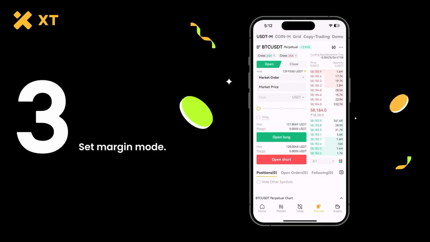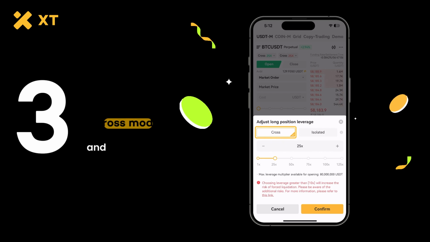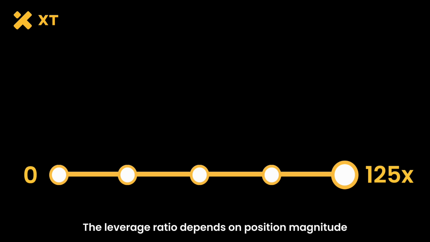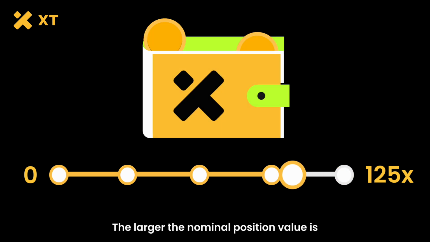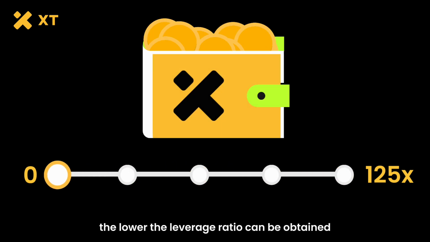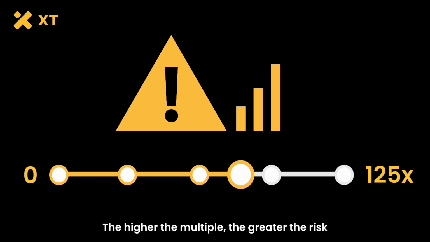Set margin mode. There are two margin modes, cross mode and isolated mode. Reset leverage. The leverage ratio depends on position magnitude. The larger the nominal position value is, the lower the leverage ratio can be obtained. The higher the multiple, the greater the risk.